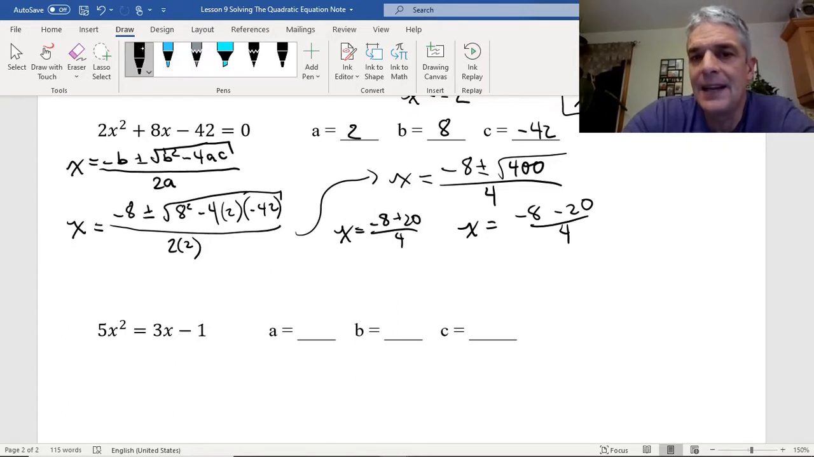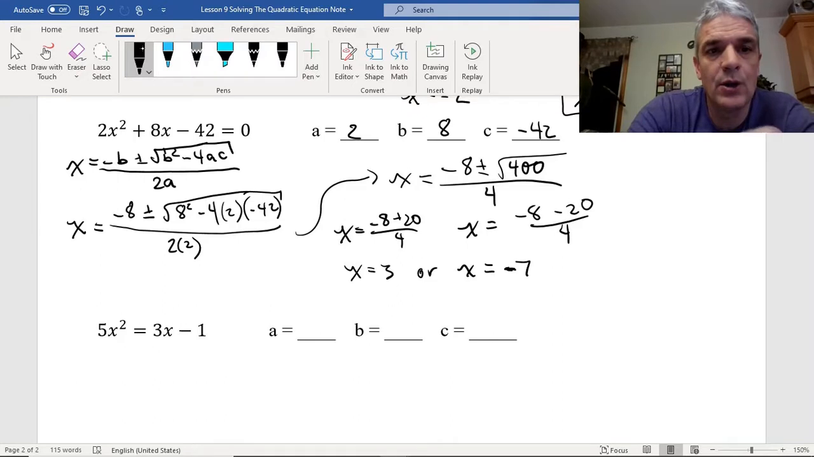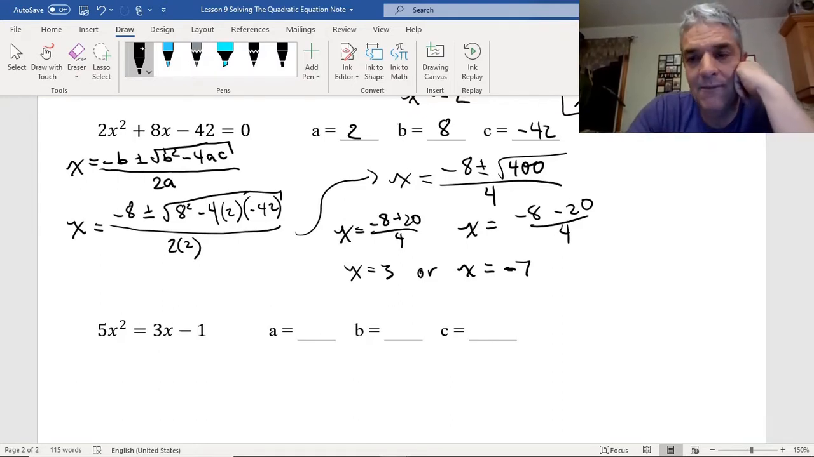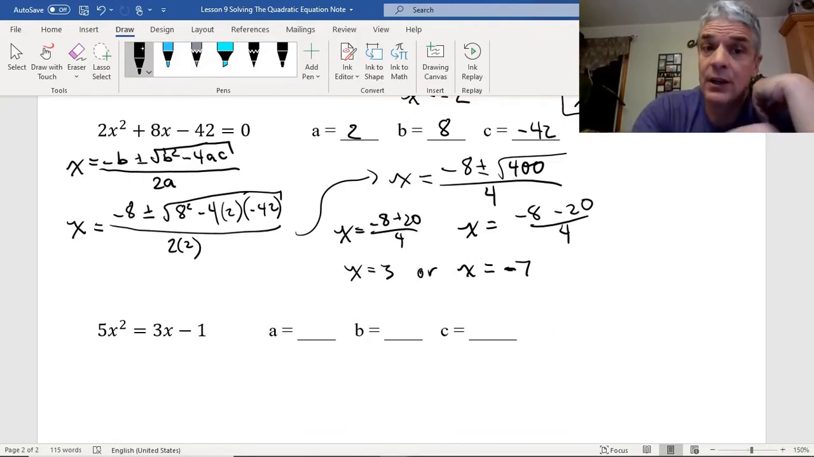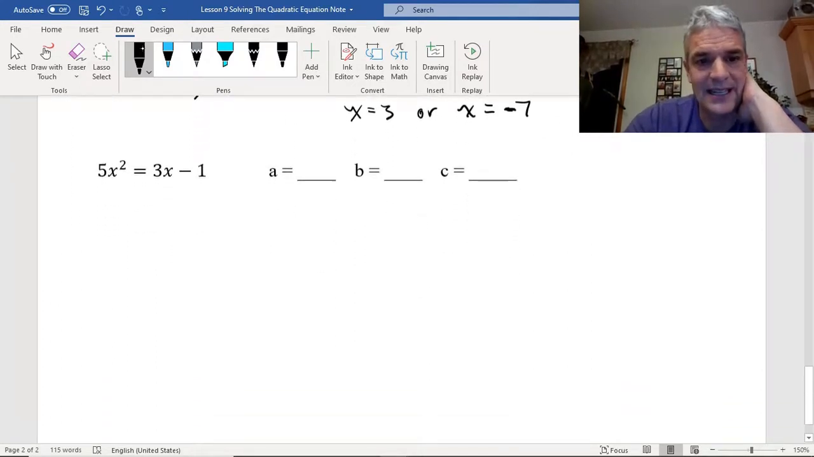This will be minus 8 plus 20, 12 over 4. This is going to be X equals 3. And over here, X is going to equal minus 8 minus 20, which is minus 28, divided by 4, which would be minus 7. And again, if you factored this out, you'd probably see that those are the correct answers by factoring. To me, factoring would still be the easier method here, but I'm teaching you how to use the quadratic equation when it comes out to a nice, easy answer.